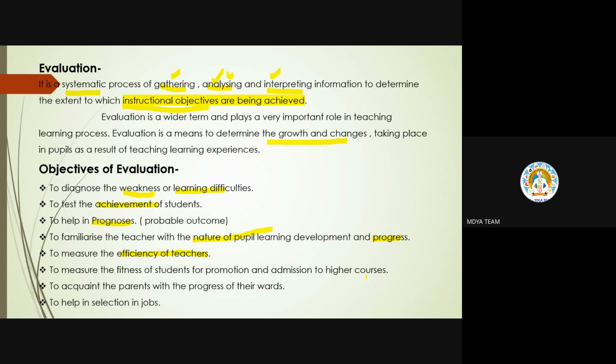To measure the fitness of students for promotion and admission to higher courses. See, if a student is now in class third and after third class, he will move to class fourth. But after the evaluation of class third, like in the annual evaluation of class third, if we found that the student is very weak in studies, he or she may be failed in the class, so that he will learn the basic things required to enter class fourth.